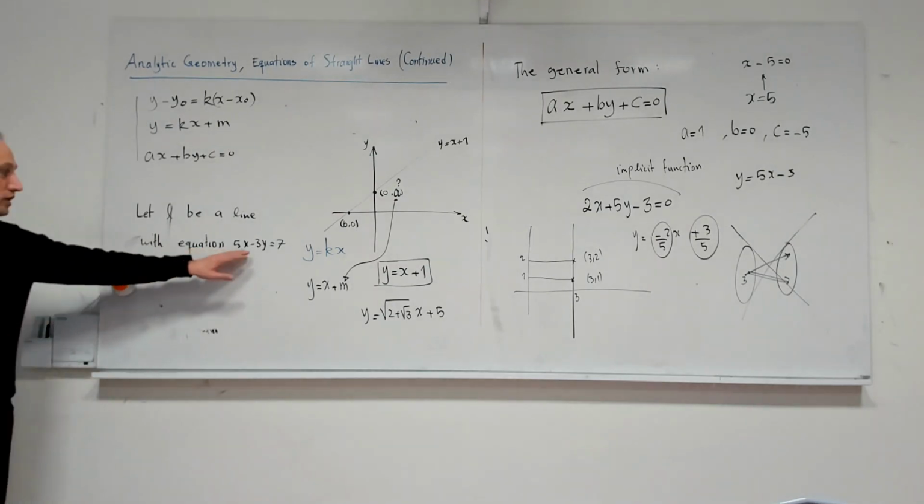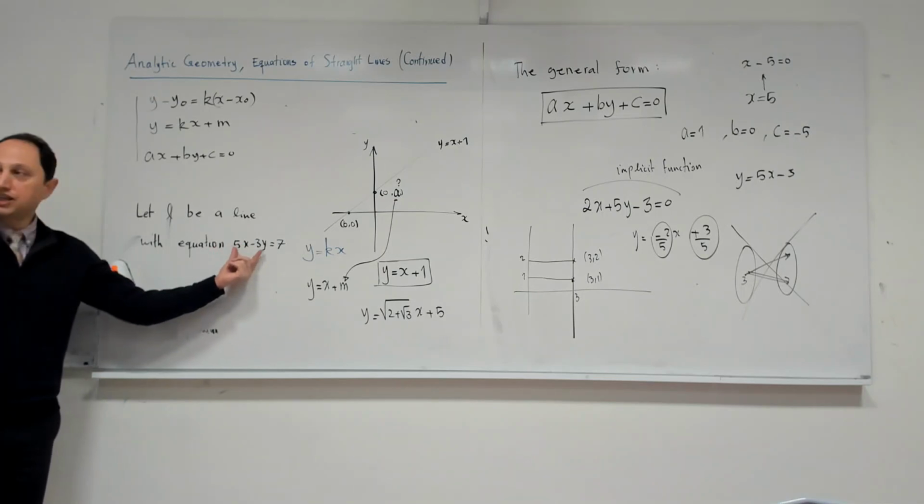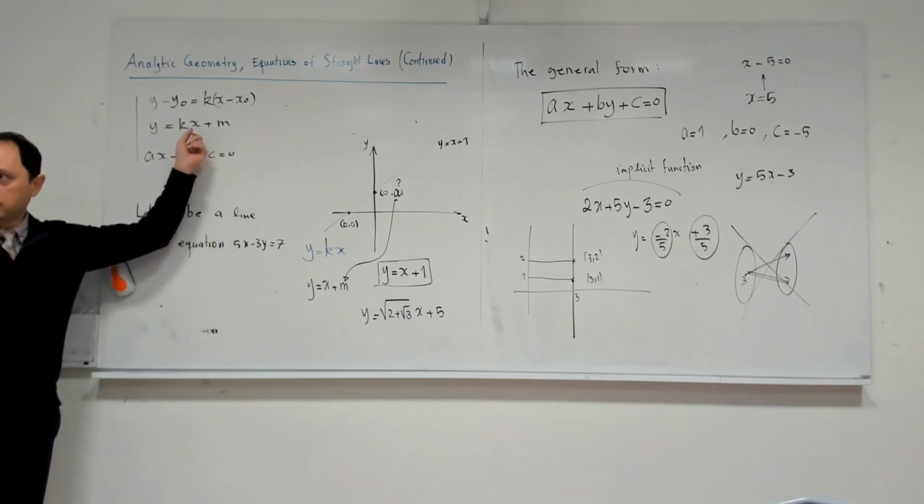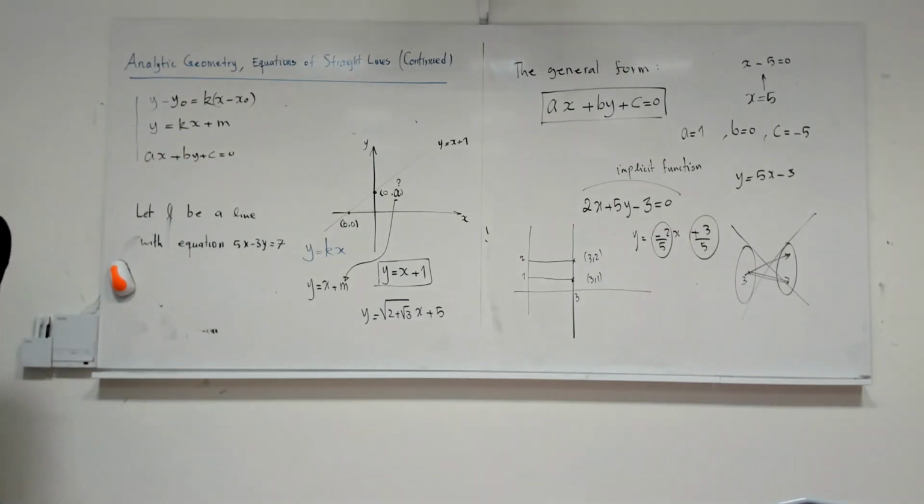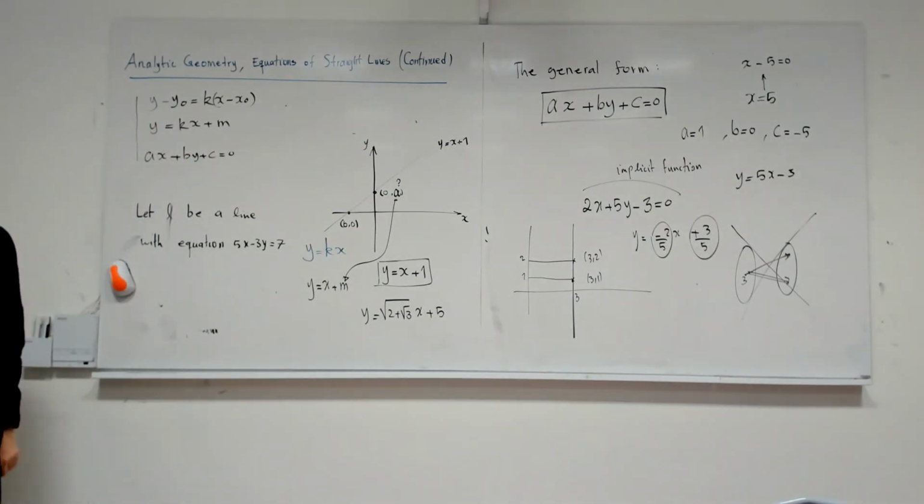If I ask you what the k and m values are, you have to change the form of this general one to the k form and read k and m. So whenever you want to read the k and m, you have to write it in the form of this one. Yes? And then you read the coefficients. Yes?